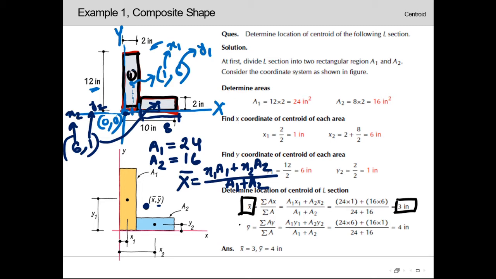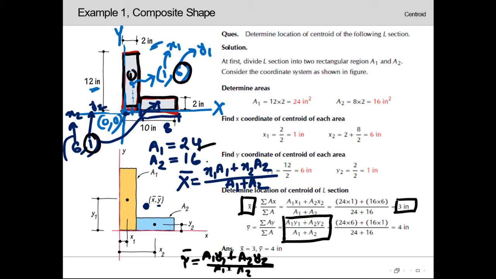Now let's calculate the value of y bar. For y bar, the formula is almost the same, but in place of x we need to consider the values of the y coordinates. That means A1 y1 plus A2 y2 divided by A1 plus A2. So plugging in the values that we had already determined earlier, y1 is 6, y2 is 1, A1 is 24 and A2 is 16. Plugging in all those values, we get the value of y bar as 4 inch.